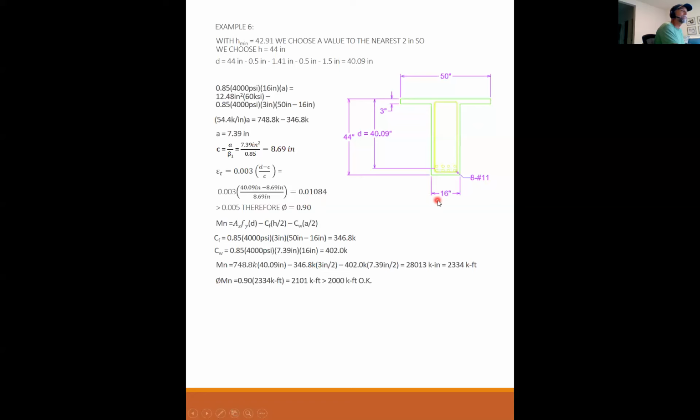This does make sense. And here's the real proof of the pudding: phi M_n is greater than M_u. That's what's required by code. You can never violate this, but the target is just a target. Does that make sense?